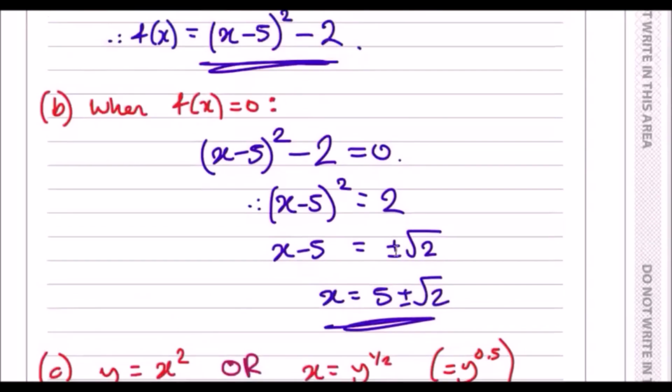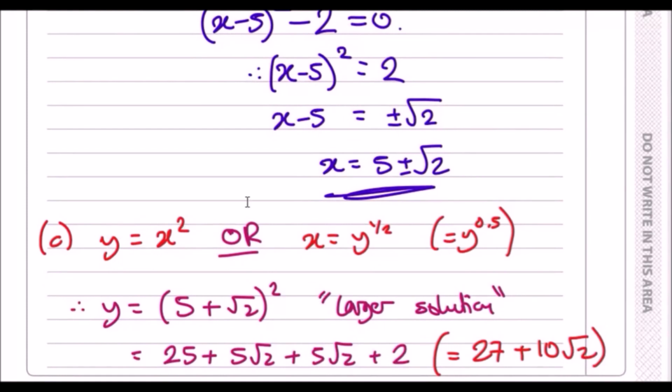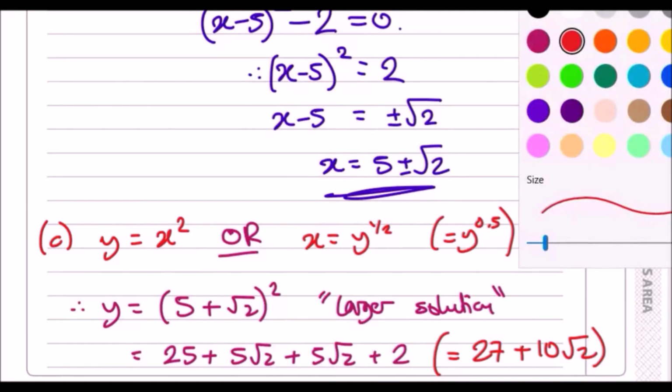So pretty much do the same thing. Instead of solving for x, we got y equals x squared. So we can say, okay, let y equal this solution squared, because it's the same thing. And then you just expand this bracket. Notice that this bracket here is a quadratic, because this is a square function. This is essentially 5 plus root 2 times 5 plus root 2, and when you expand it, you just do like you do for quadratics.